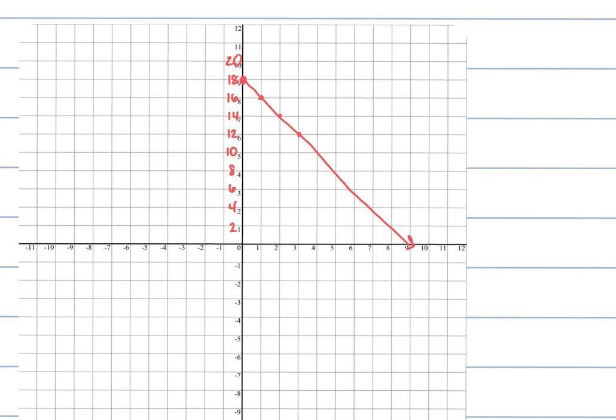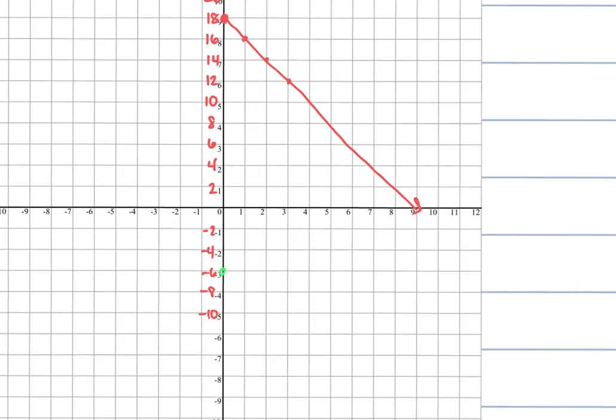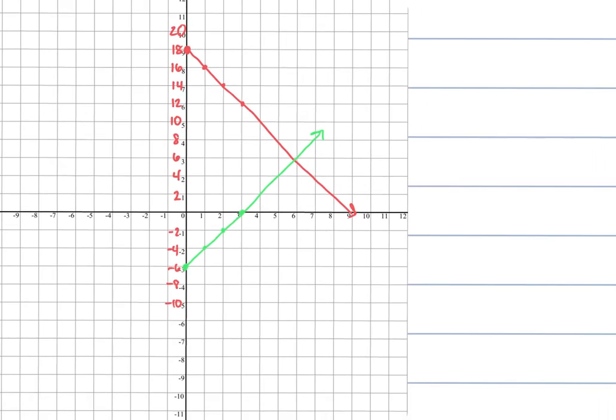Okay. The other one, make sure that if you counted by twos in the positive direction, you have to count by twos in the negative. So -2, -4, -6, -8, -10. And our second graph has a y-intercept of -6. And it goes up one, right one, up one, right one, with a slope of +1. And where do they intersect?